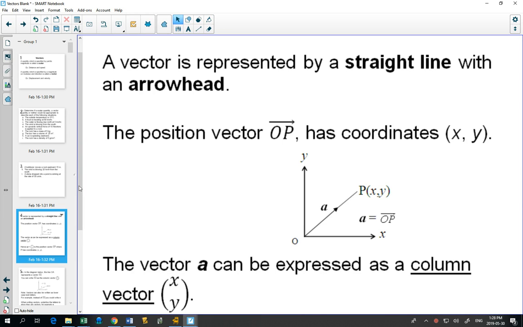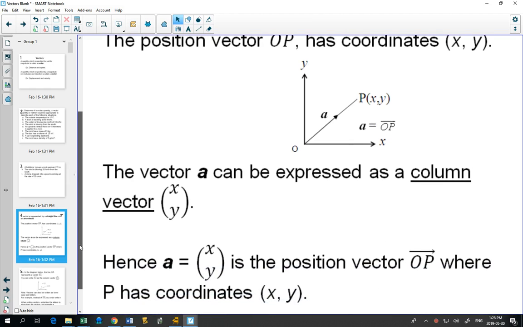And we can write our vector, the point x, y, as a column vector. So you write numbers, kind of like a matrix, but a little bit different. So you got your x coordinate on top and y coordinate on the bottom. So we've got a vector A is x, y. That's the position vector, and it has the coordinates x, comma, y.